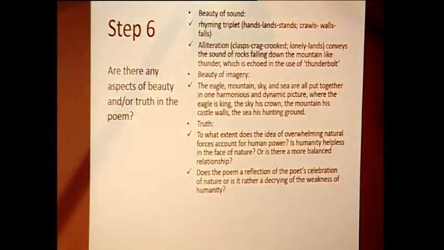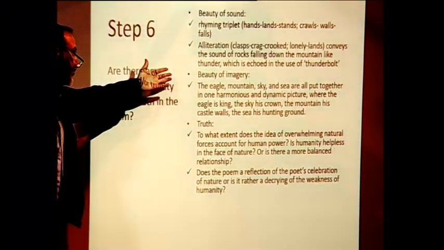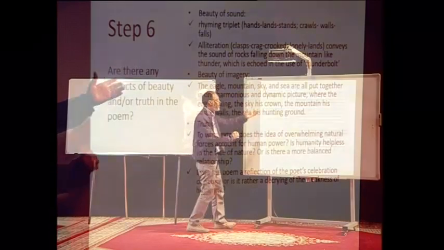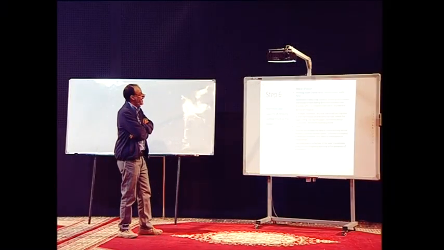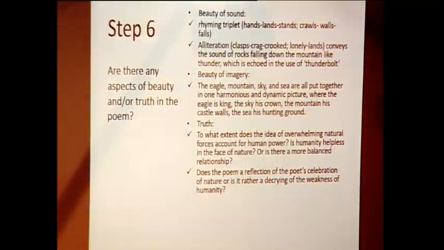Step number 6. Are there any aspects of beauty and or truth in the poem? The beauty of sound, the beauty of imagery, and then something about truth. Now, the beauty of sound. We have a rhyming triplet. If you look at the poem again, you say hands, lands, and stands. This is musicality. And you have crawls, walls, and falls. This is nice music repeated across the poem.